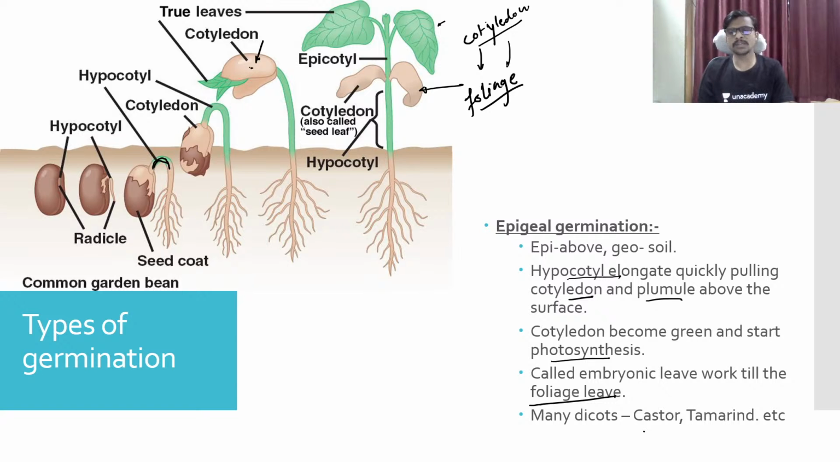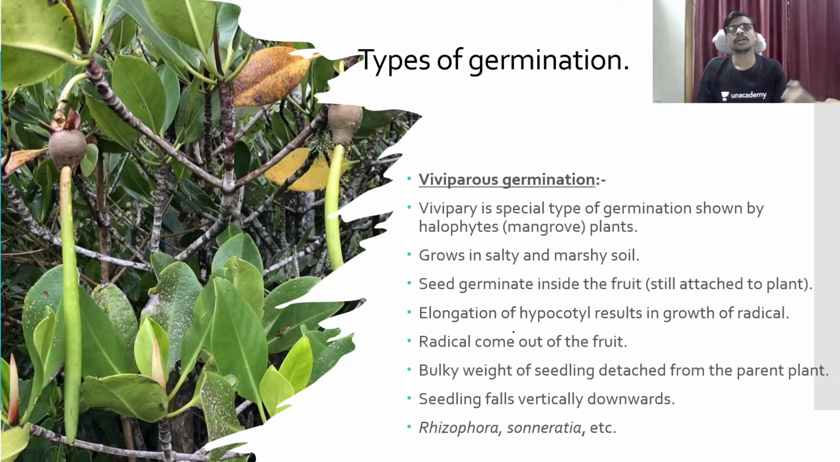Many dicots like castor, tamarind etcetera plants are growing by this style of epigeal germination. Okay, so this is the second style of germination. Here is actually the key in this germination, and you can write it also in your examination. Okay, so let's see the next type of germination. The third type, third fashion or third style of germination is viviparous.